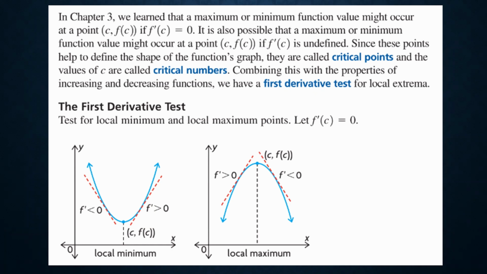So in chapter 3, we learned that a maximum or minimum of a function value might occur at a point c, f of c, if the derivative of this function at this point equals 0, right? Guys, work with me?